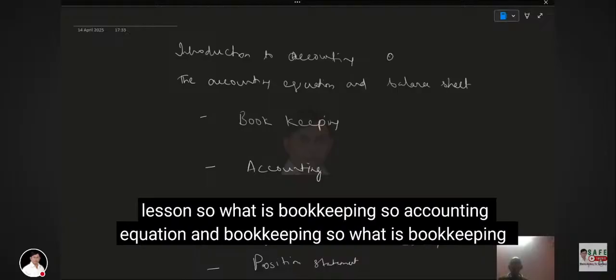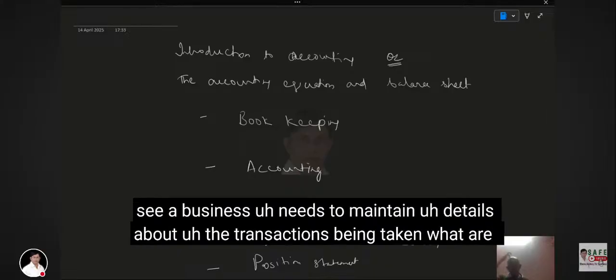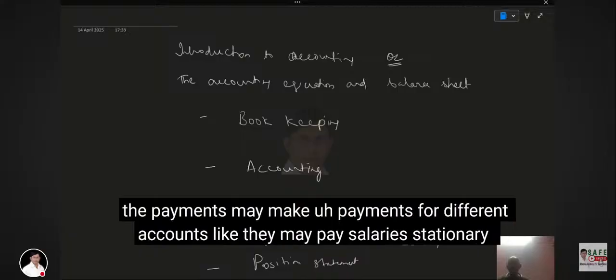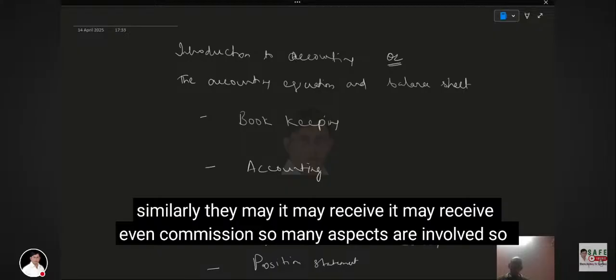So what is bookkeeping? The business needs to maintain details about the transactions taking place. What are the transactions that take place in the business? A business may sell goods, buy goods, and make payments over different accounts, like paying salaries and stationery. Similarly, it may receive even commission. So many aspects are involved.